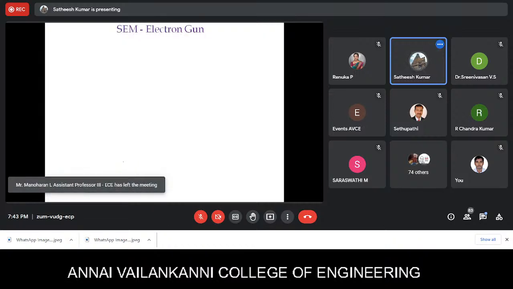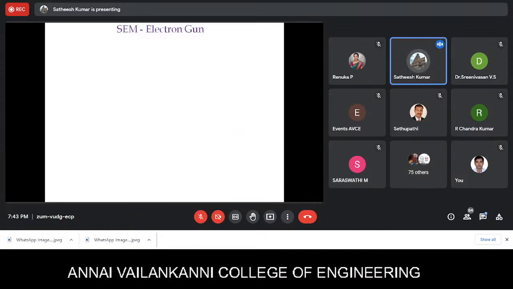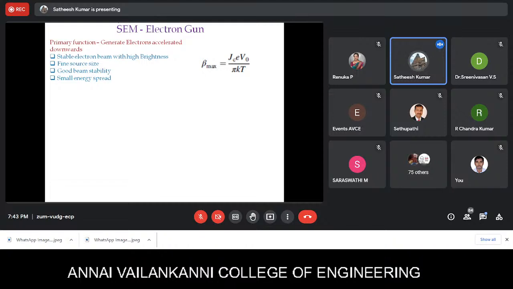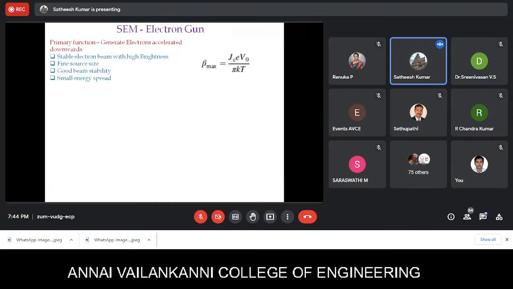The first important part of electron microscopy is the electron gun. The primary function of the electron gun is to generate electrons, which will be accelerated downwards towards the column that I have just shown. The generated electron beam should have the following requirements. The electron beam should be stable with high brightness, and brightness is a function of the accelerating voltage.